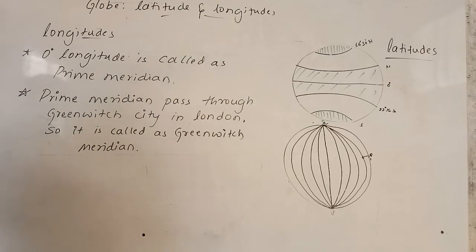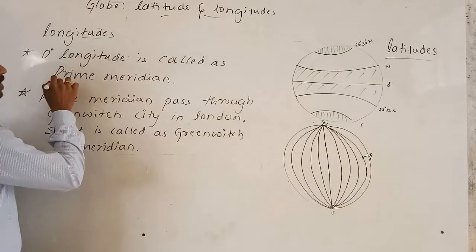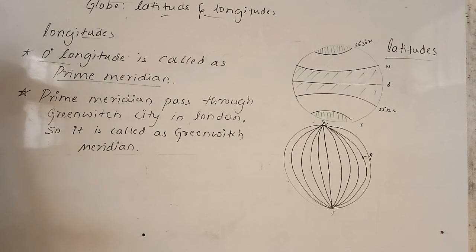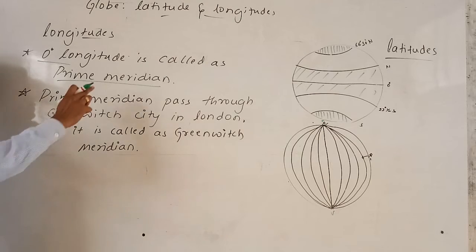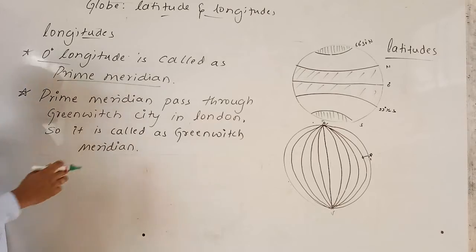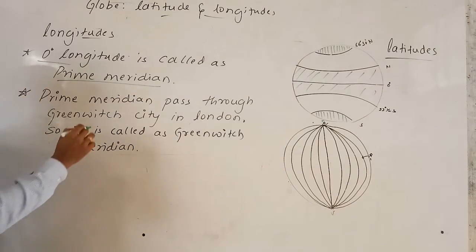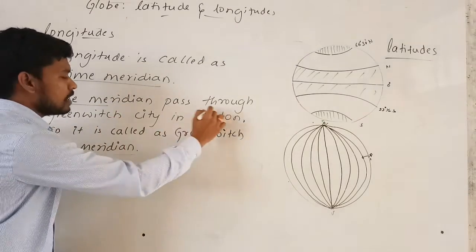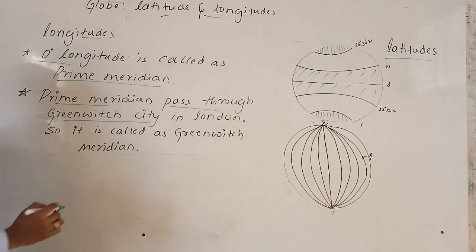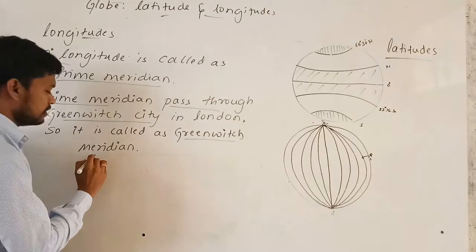So the longitude which shows 0 degree is called the prime meridian, and it has another name. It's called the Greenwich meridian. Why? Because this prime meridian passes through Greenwich City in London. That's the reason it's called the Greenwich meridian.